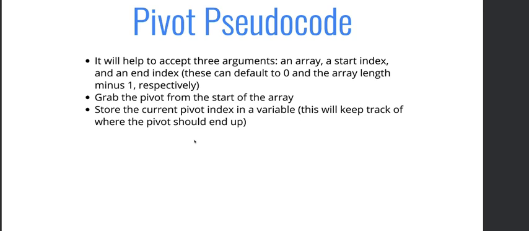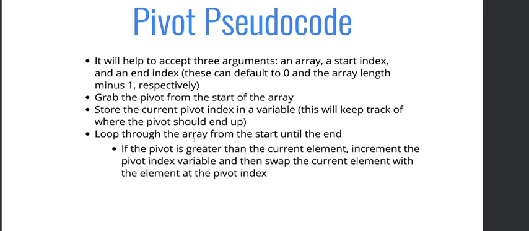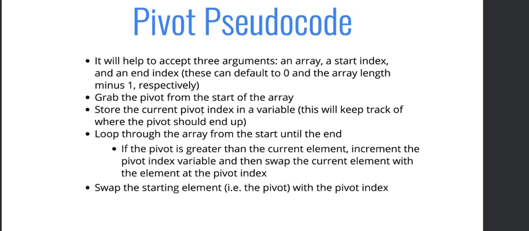I'm going to walk through this in just a second on VisuAlgo and show you what I mean. But we're going to loop through the array from the start until the end, and if the pivot is greater than the element that we're looking at, we're going to increment that pivot index variable from up here, and then swap the current element with the element at the pivot index. It's a nightmare to just read this pseudocode, but it will make sense once I show you an example. And then at the very end, we swap the pivot that we started with the pivot index. And then we return the pivot index.